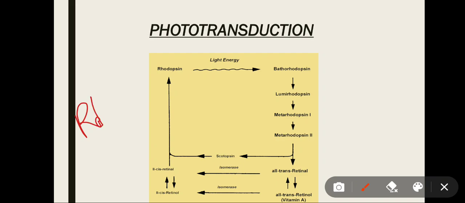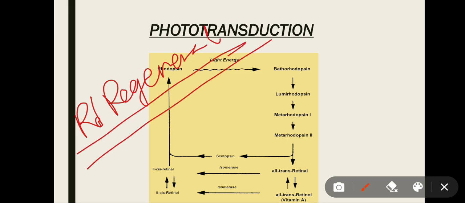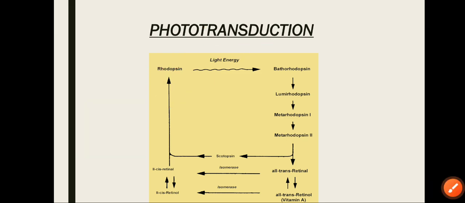Rhodopsin regeneration. In rhodopsin regeneration, 11-cis retinal is regenerated from all-trans retinal separated from the opsin, and vitamin A then reunites with opsin in the rod outer segment to form the rhodopsin. This whole process is called the rhodopsin regeneration.